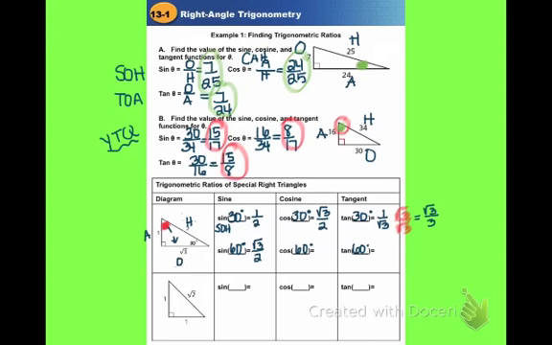And the cosine now of 60 would be taking the adjacent leg. So the adjacent leg is the one that's right next to it. So that's this one, and comparing it to the hypotenuse. And so that's going to be 1 over 2.